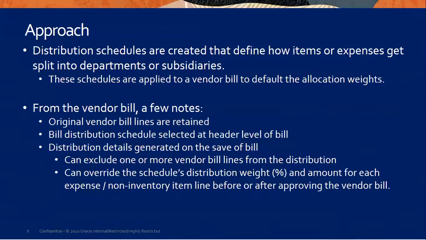A few notes that I wanted to mention: the original vendor bill lines are retained whenever you actually enter a normal vendor bill. The bill distribution schedule will be selected at the header level of the bill. And then for the distribution details, there will be an additional sub-tab that you will be able to navigate to, and you will be able to see the actual distribution that's applied to the bill, along with the weights, the percentages, and the allocation journal will be linked so that you can navigate to it.